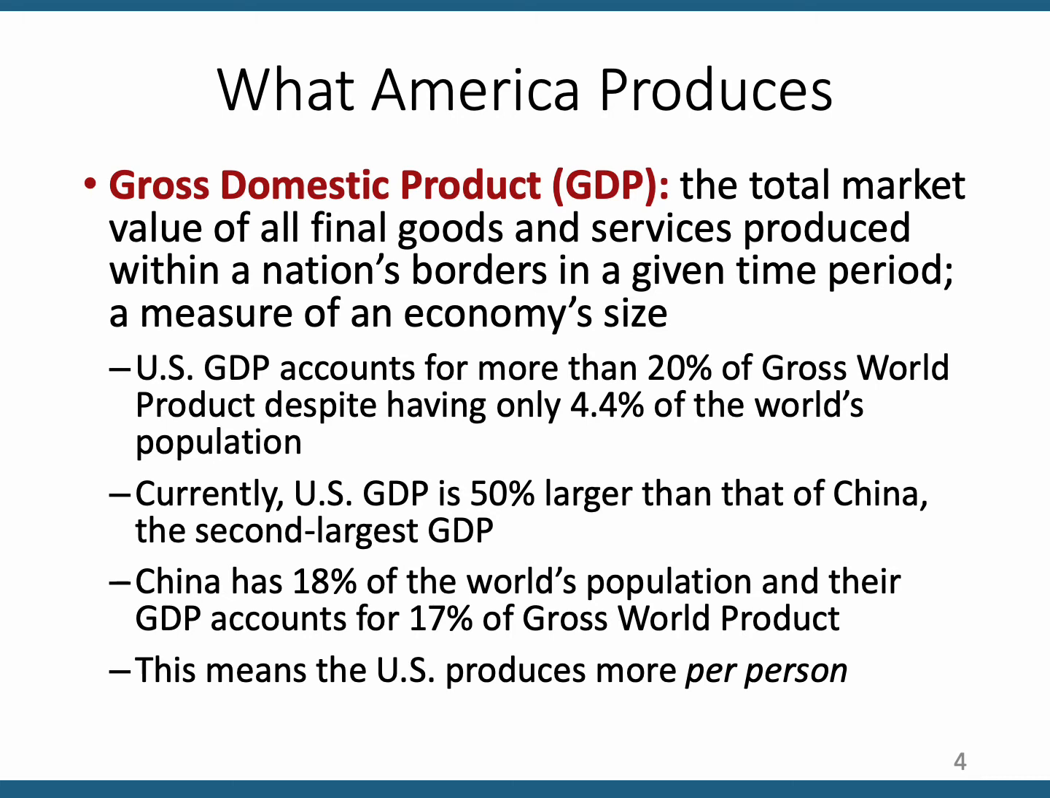Our GDP is 50% larger than that of China, but China is 4 times our size in terms of population. So we are much more productive per capita, per person in our population. China has 18% of the world's population, and they're producing 17% of the world's goods and services. So they're sort of the average producer in terms of production per person.